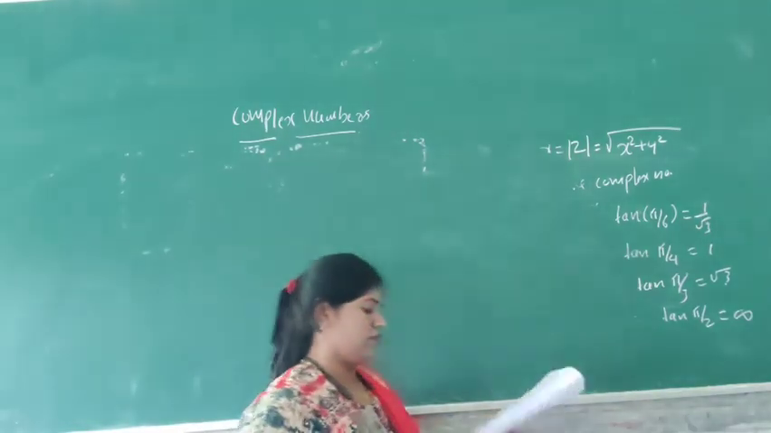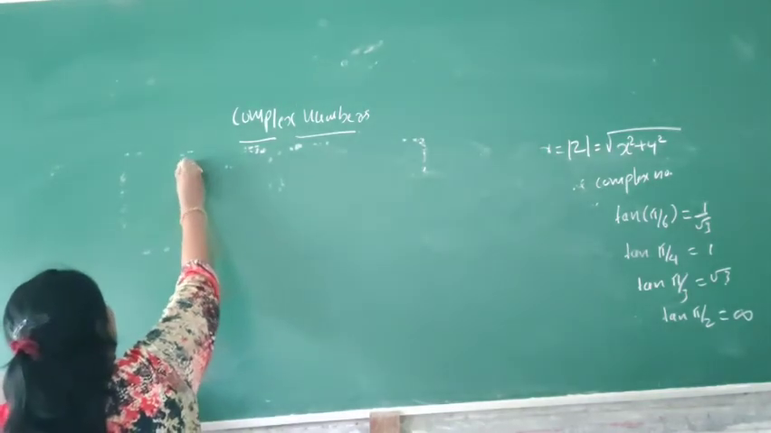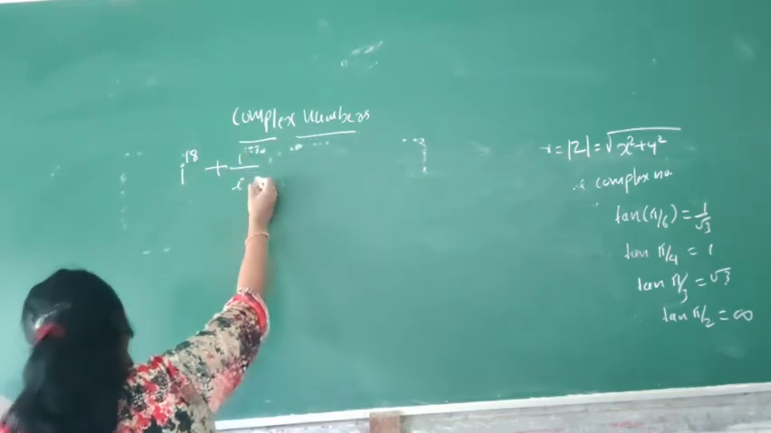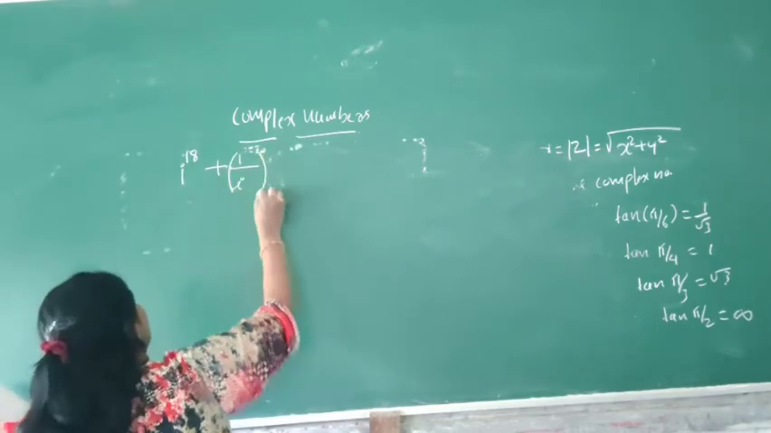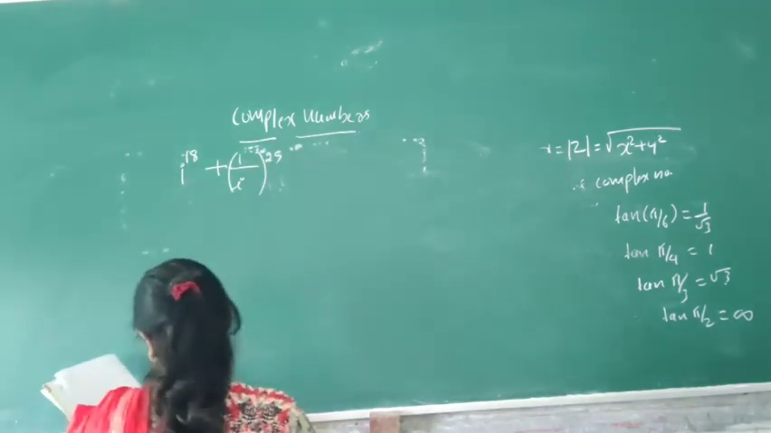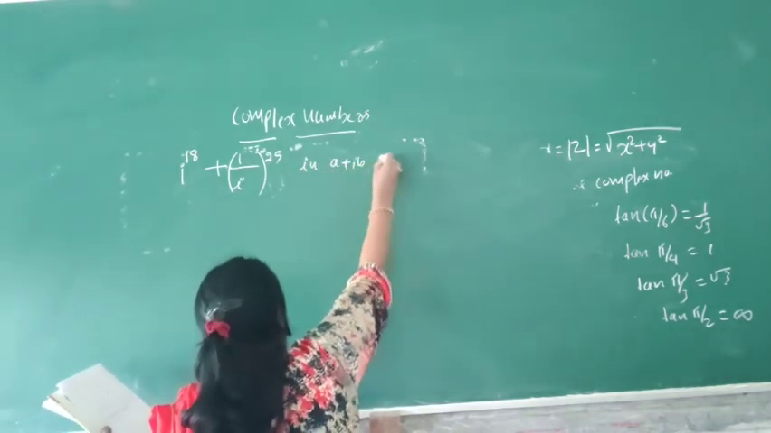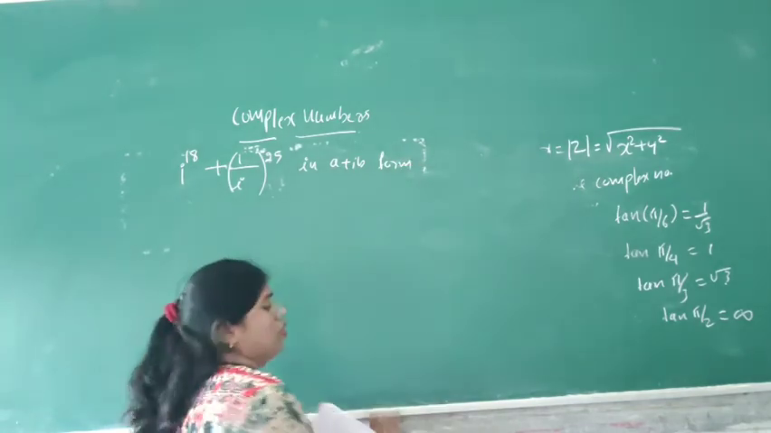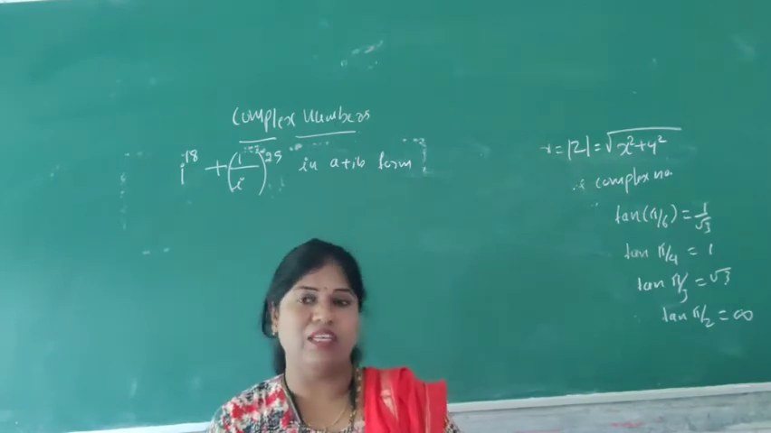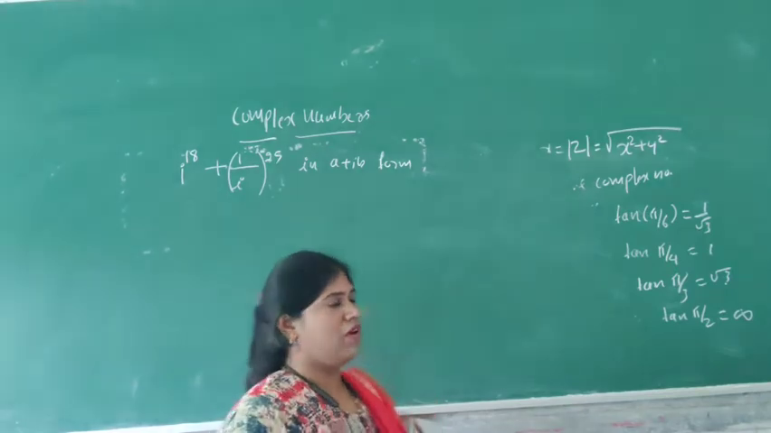Next, express i raised to 18 plus 1 divided by i raised to 25 in a plus ib form. This is important. Express i raised to 18 plus 1 divided by i raised to 25 in a plus ib form.